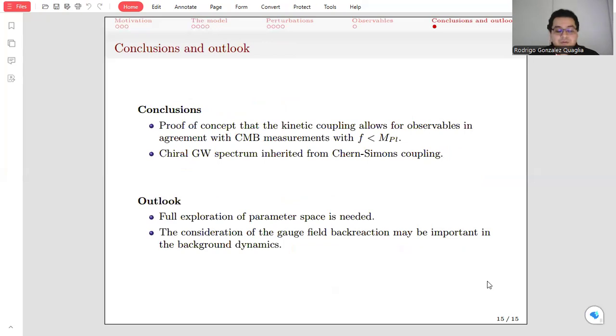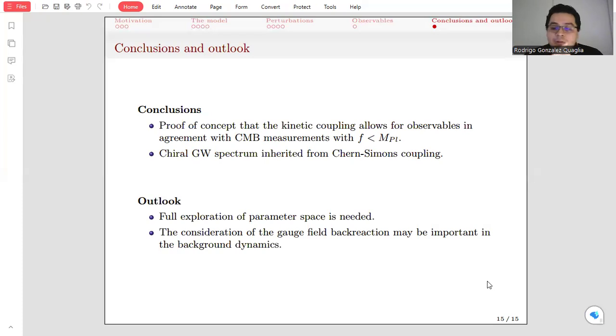And finally, let me just conclude by saying that this work should be regarded as a proof of concept that the kinetic gauge friction terms allow for the consideration of a sub-Planckian decay constant while granting observables that are in agreement with the CMB measurements. And another important conclusion is that the chiral gravitational wave spectrum is inherited from the Chern-Simons coupling.